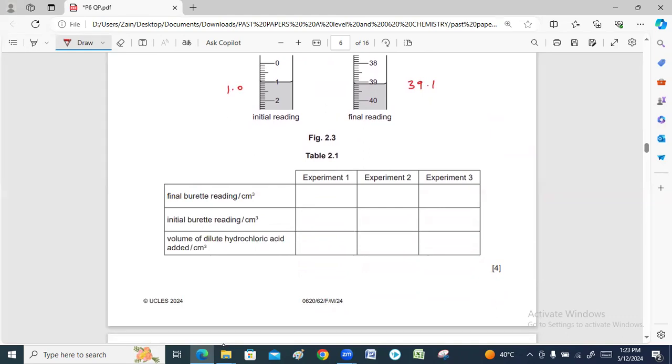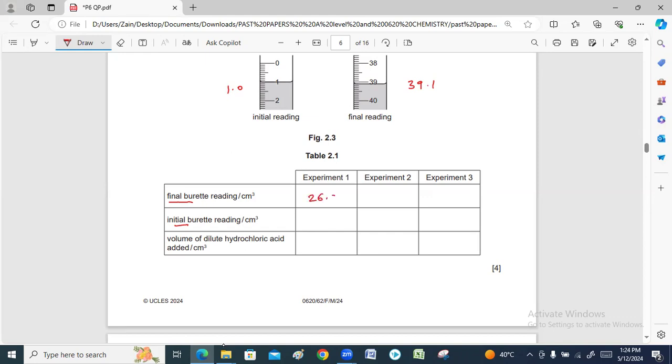So final period reading, be careful. You have the final period reading in the first line and then initial, and then volume of the dilute hydrochloric acid or titrate used. Take the difference of these two readings. So let me complete this table.